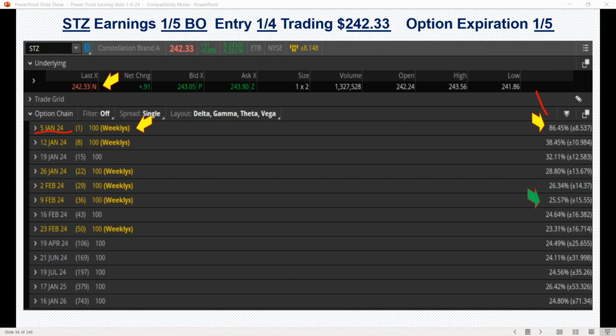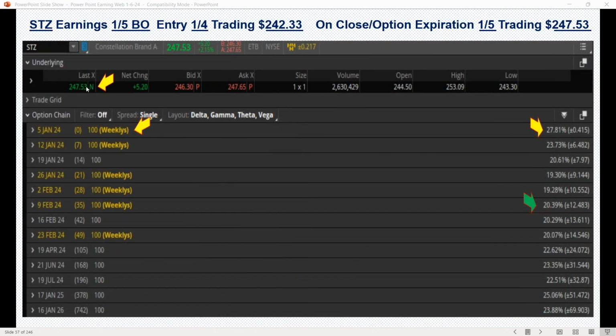You can see the implied volatility had spiked up to 86%. Now, normal volatility in STZ is about 25%. So in this trade, we're going to play for that volatility crush. And so 242. This was a great strategy for that. And the next day, you can see it was at 247.53. It moved up, but not too much. And now you can see the implied volatility was back to where it normally is, around that 25. So it collapsed back to 27.